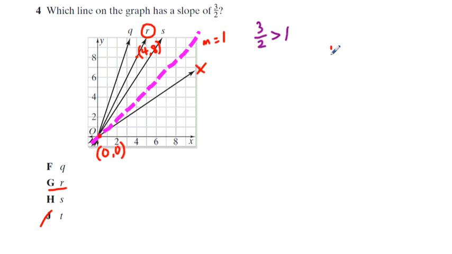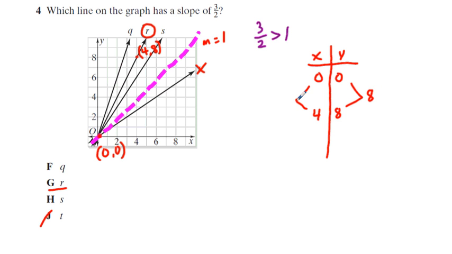So the 2 points we have here to consider are 0, comma 0, and 4, comma 8. And we go ahead and subtract. We get 8 minus 0, which is 8. On the left side we get 4 minus 0, which is 4. So m is equal to 8 over 4, which equals 2.